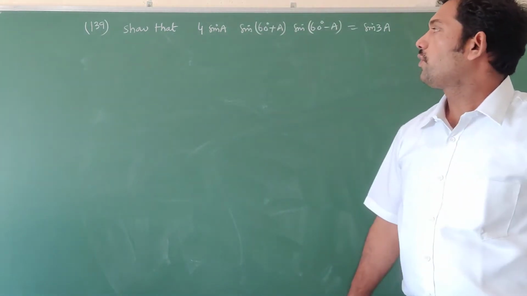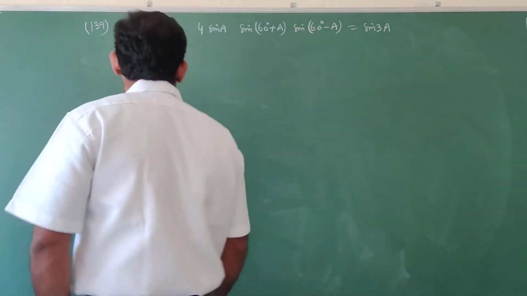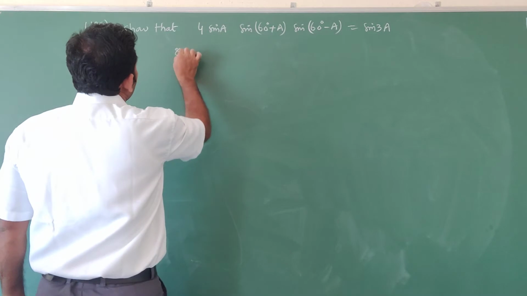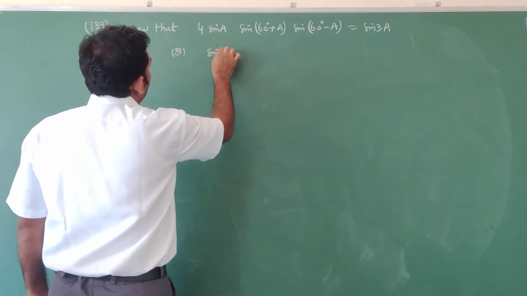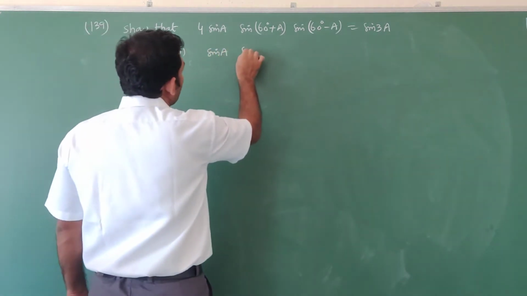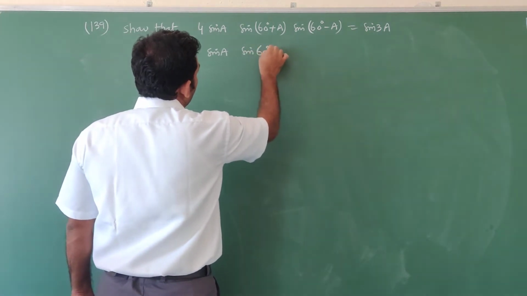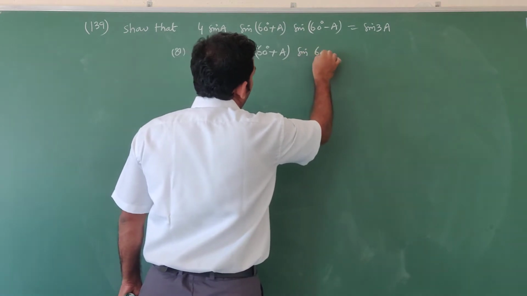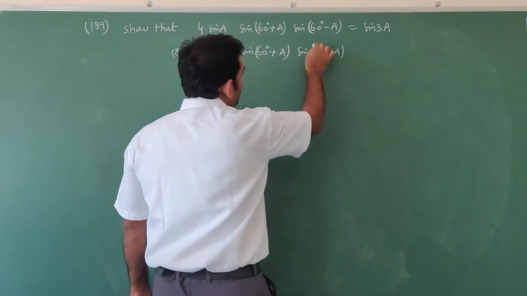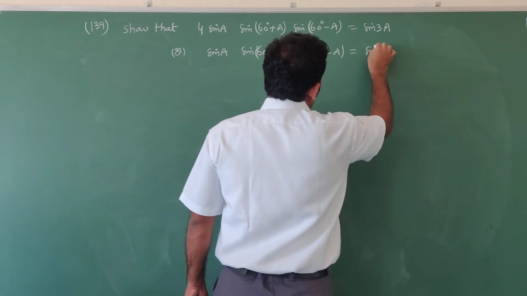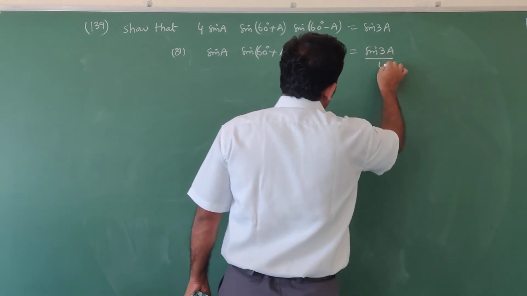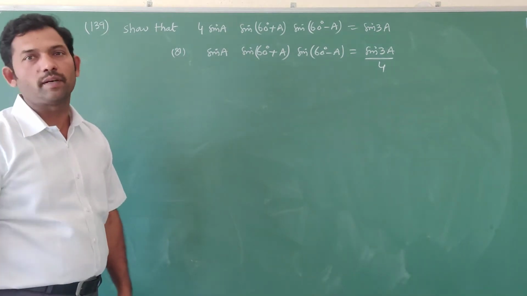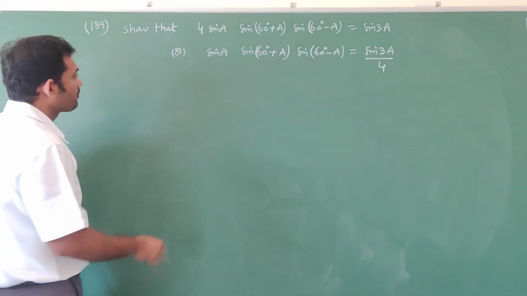Same question they will ask in this way also. Show that sin A sin 60 degrees plus A sin 60 degrees minus A is equal to sin 3A divided by 4. Both are same answers.